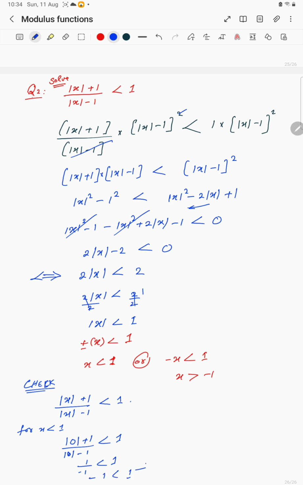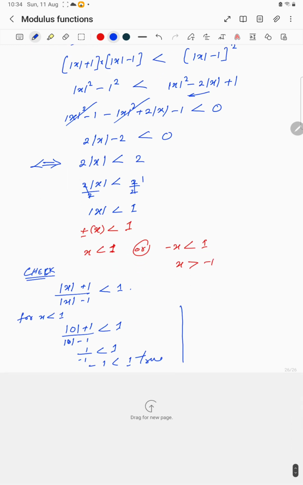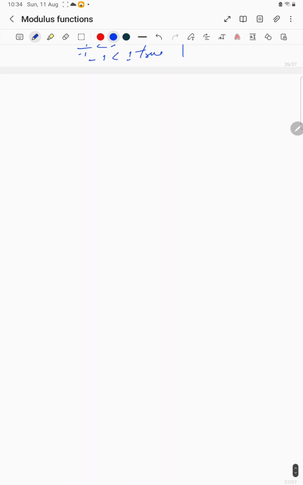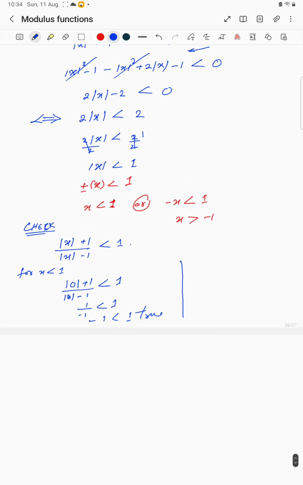This is true. So it means one of our options, x is less than 1, is true. Let me write it clearly. It's true. True option for this case when x is less than 1.